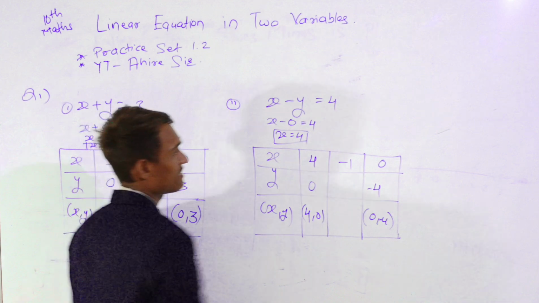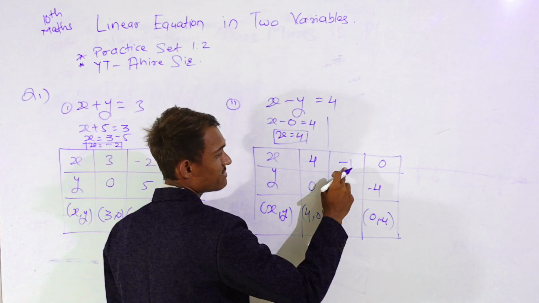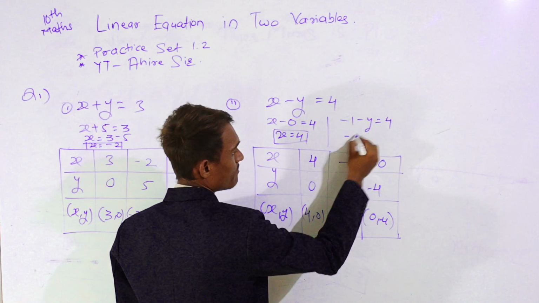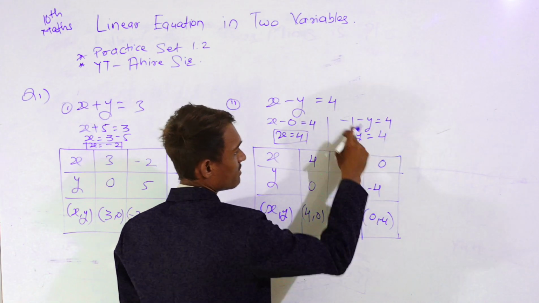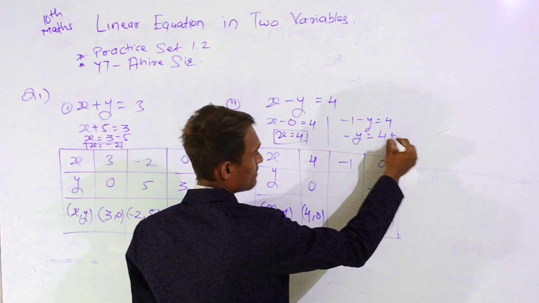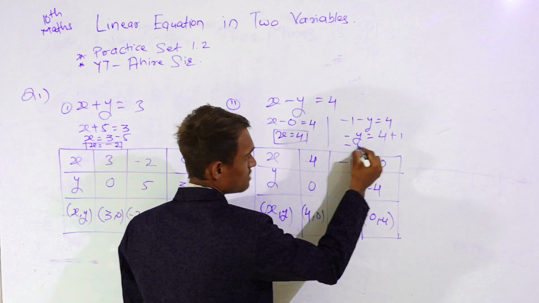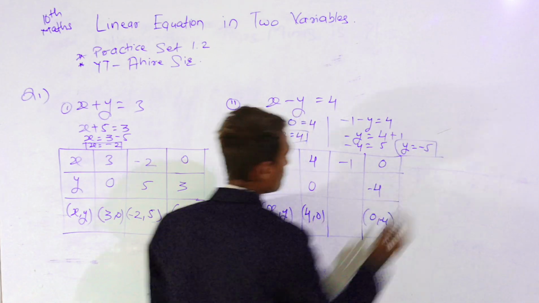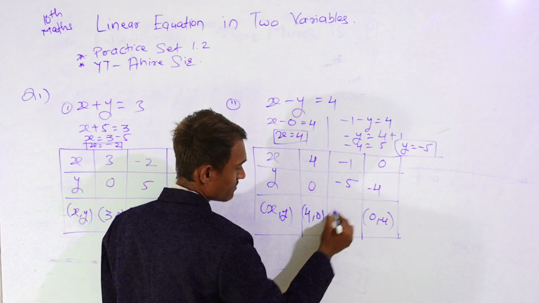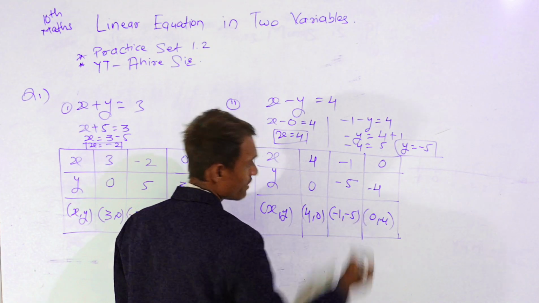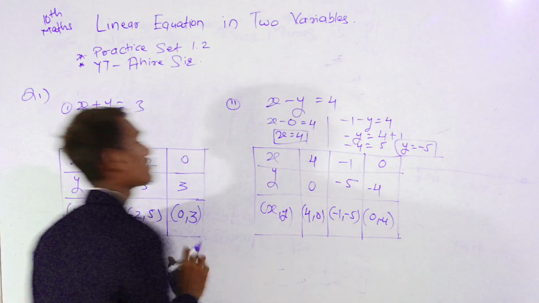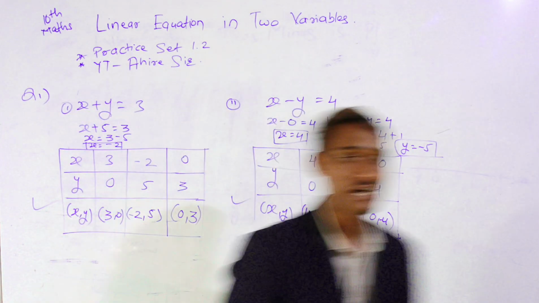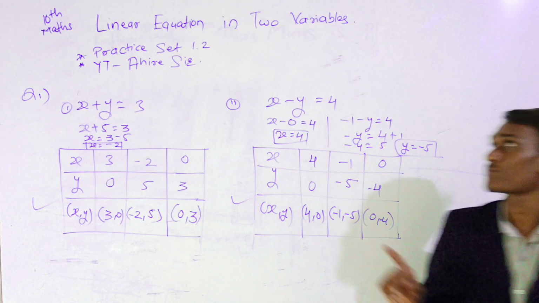By putting the value of x is equal to minus 1, minus 1 minus y is equal to 4, so minus y is equal to 4. This minus 1 will go there and becomes plus 1, and minus y is equal to 5, so y is equal to minus 5. Their coordinates are minus 1 and minus 5. Already this is given. So here are the solutions for question 1 from practice set 1.2.